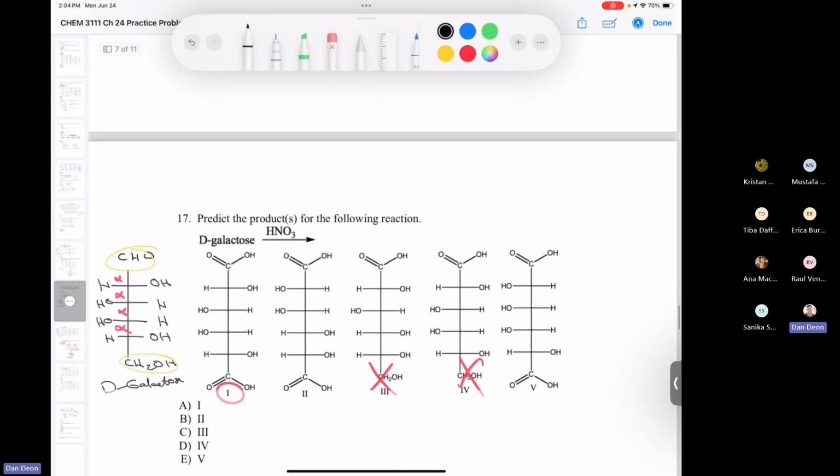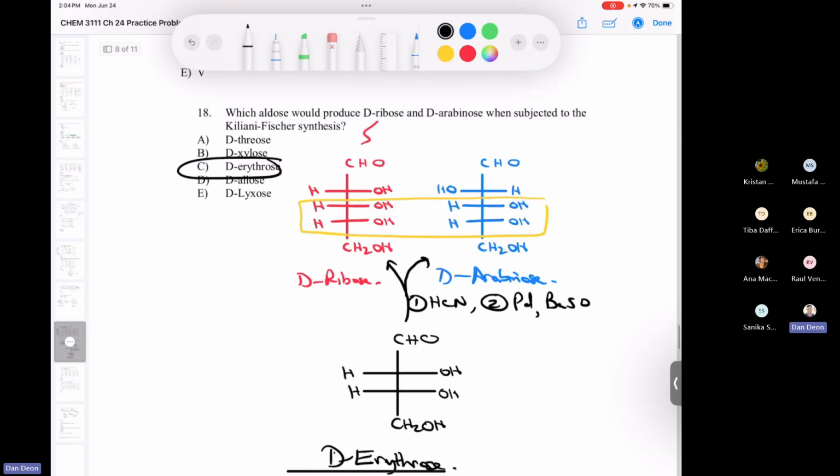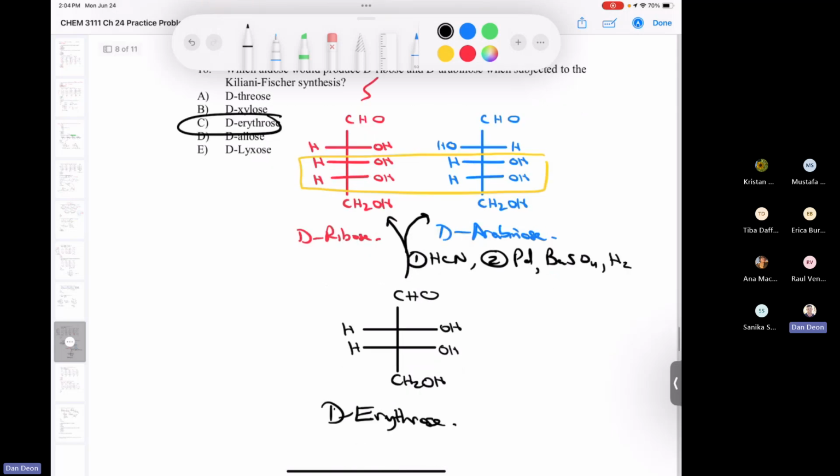I didn't mean to do that. Where am I? Barium sulfate and hydrogen. Okay, that's going to give me either one of those compounds. All right, let's keep going.